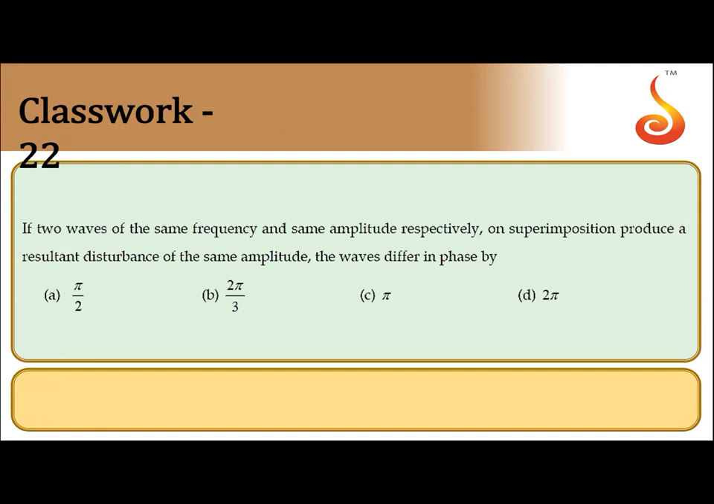So we shall move on to the next one. If two waves of the same frequency and same amplitude, on superposing, produce a resultant disturbance of the same amplitude, then the waves differ in phase by? So two waves of the same frequency and same amplitude are superposing and the resultant amplitude is the same as the original amplitude. Then what is the phase difference between them?